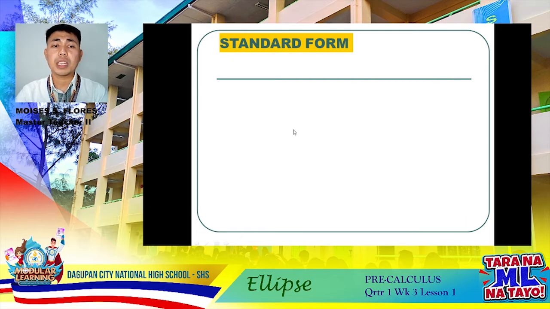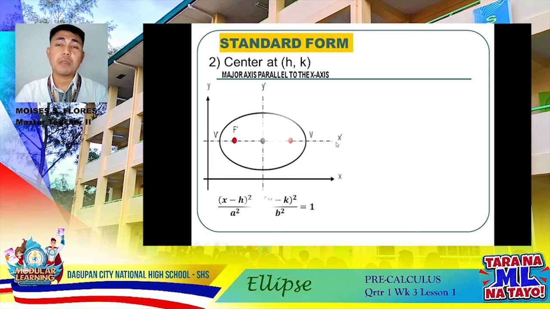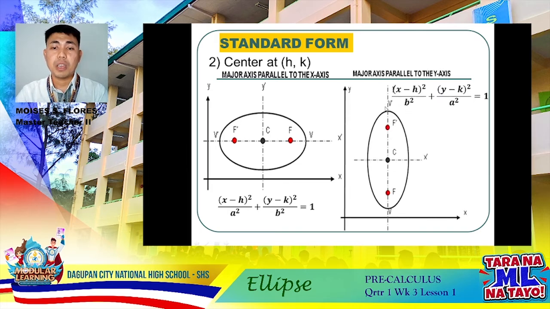Let's proceed with the second type of the standard form, which is center at (h, k). The same concept applies as what we have discussed on center at origin. With respect to your major axis, your a squared is under x, or simply it is parallel to the x-axis. That's why it's again horizontal. On the other hand, your major axis here is parallel to the y-axis. As you observe, your a squared is under your variable y. So again, horizontal and vertical ellipse.